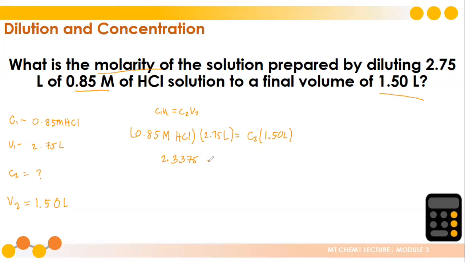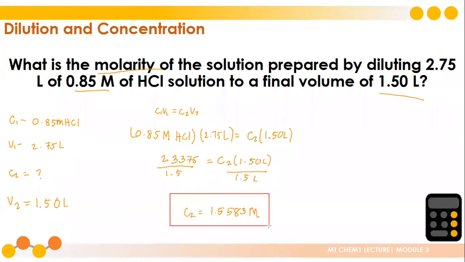Then we have here C2 times 1.50 liters. Then you simply divide both sides by 1.5 liters because that's what we have to remove. And then our final answer will be concentration 2, or concentration of the diluted solution, is 1.5583 moles. This is now our final answer.